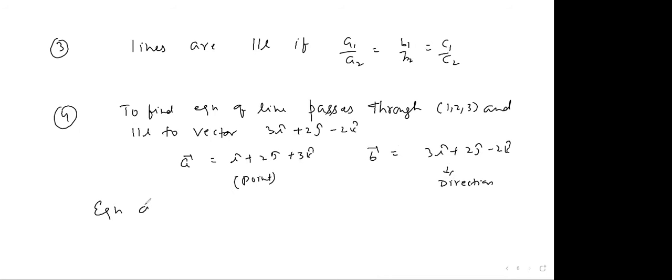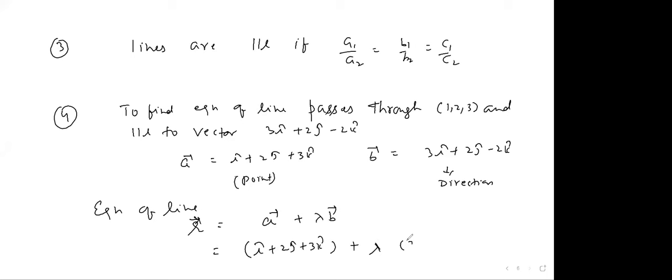Equation of line will be r vector equals, we always take r vector in the equation, it is compulsory, a vector plus lambda times b vector. So i plus 2j plus 3k plus lambda times the vector b, 3i plus 2j minus 2k. That's it. This will be the answer.